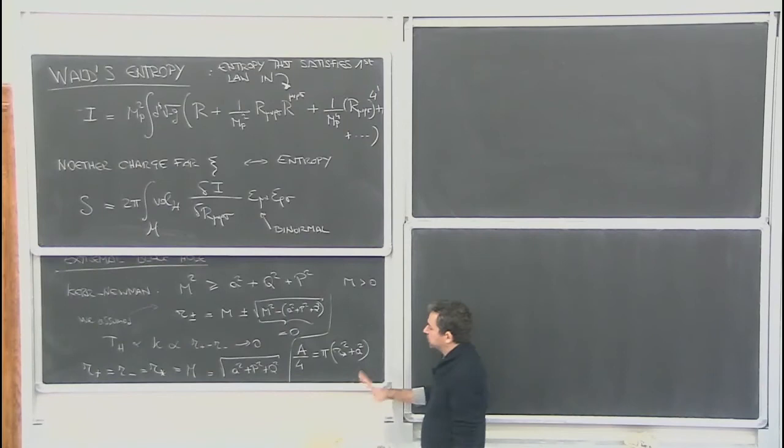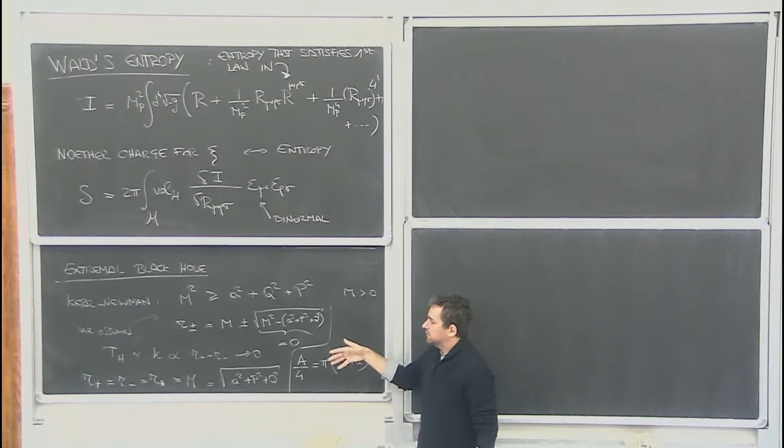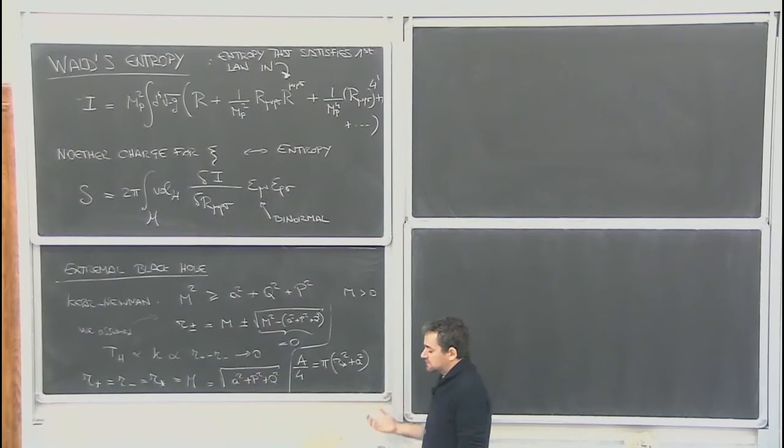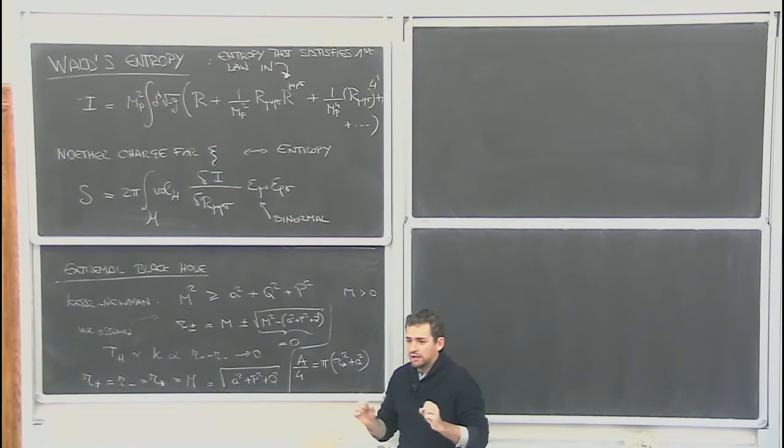So this is the way to understand, for instance, if I wanted to do the Euclidean approach and apply it to extremal black holes, in principle, it would be confusing because beta is infinite. So there is no identification of the thermal circle. So the way to understand this is to start with a finite temperature case. I have the good identification. I can do all my thermodynamics. And then in the end, take the limit, beta going to infinity.